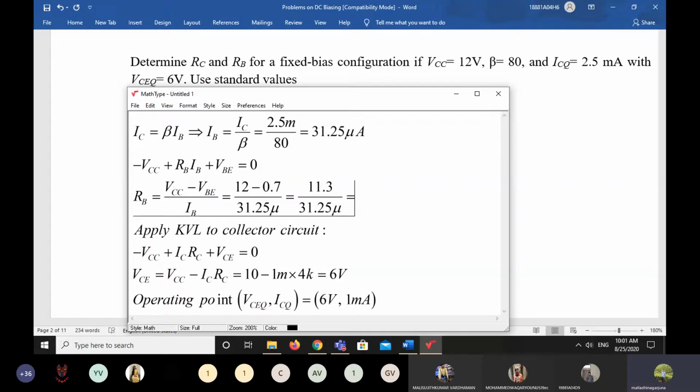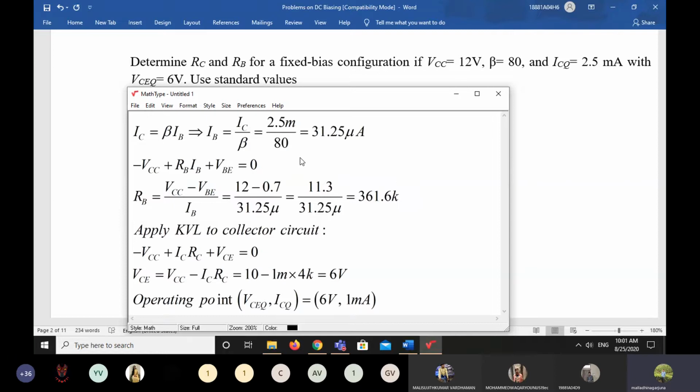So we will get 361.6 kilo ohms. Okay, the answer is 361.6 kilo ohms. So the RB is calculated, that is final.